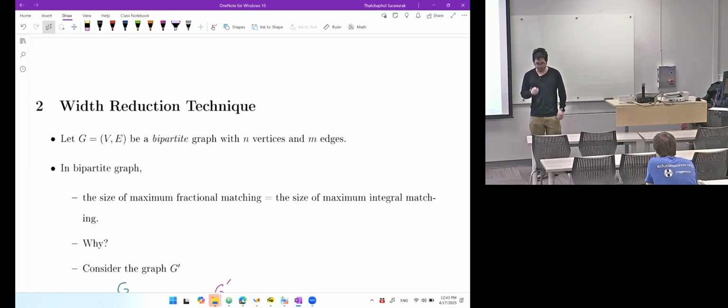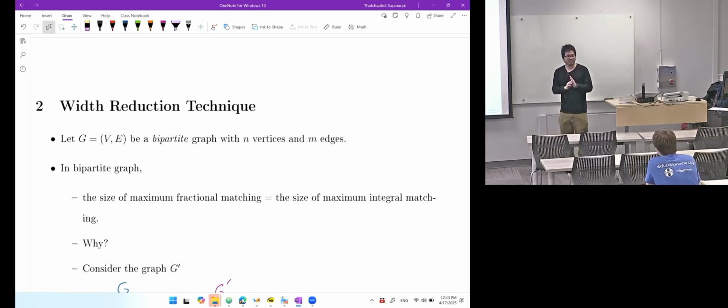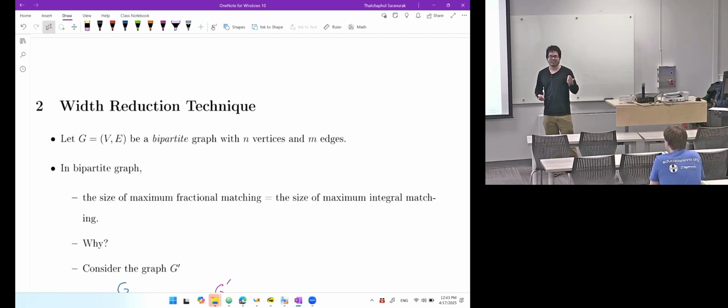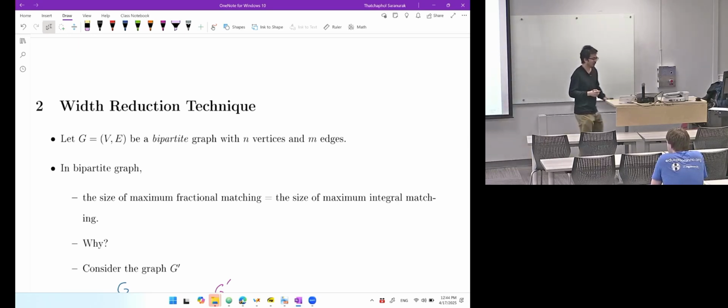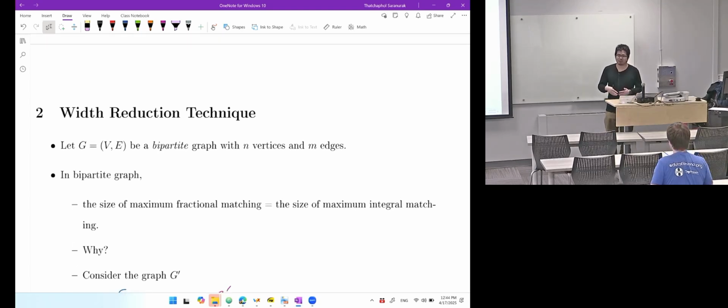Let me repeat what was just said. When we learned about max flow, we learned that when the graph has integral capacity, then the maximum flow and the maximum integral flow have the same value. You can always find a max flow whose flow value is integral. That implies that fractional matching and integral matching have the same maximum value, because matching can be solved using max flow.